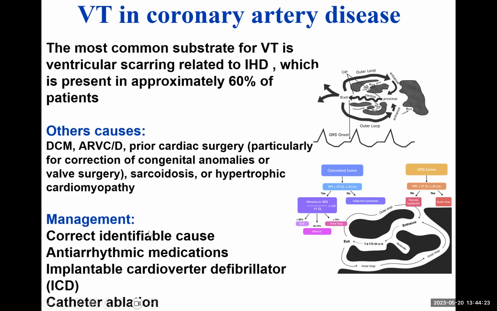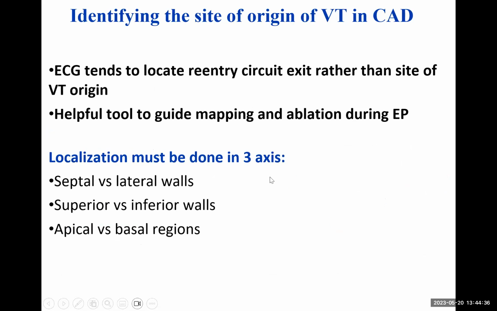If we have it, we have to correct identifiable cause like ischemia or electrolyte disturbances, consider antiarrhythmic medications, implantable cardioverter defibrillator, we'll discuss the indications now, and then catheter ablation if needed. Identifying the source of origin of VTAC in patients with coronary artery disease, one can localize by looking, is it septal or lateral walls, superior or inferior walls, and apical or basal regions of the heart.